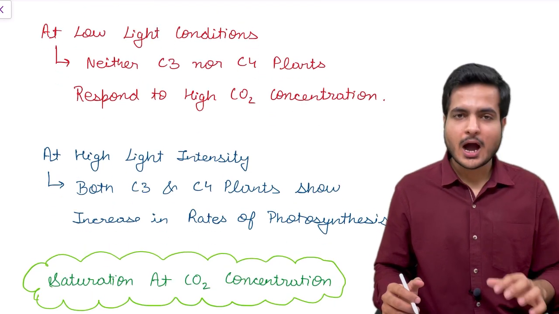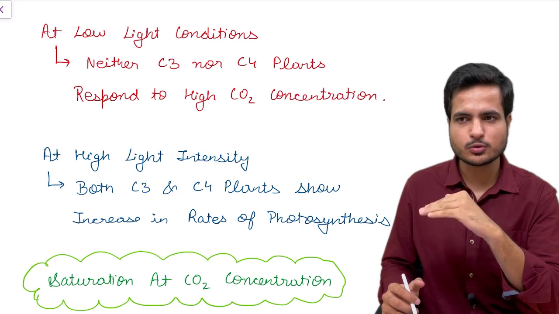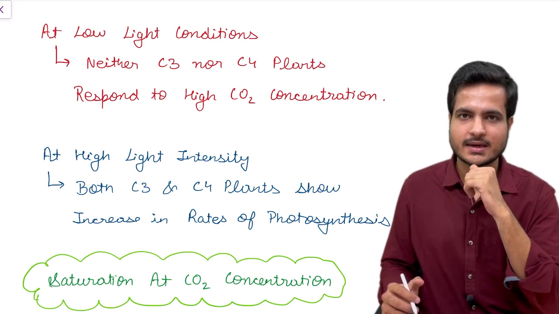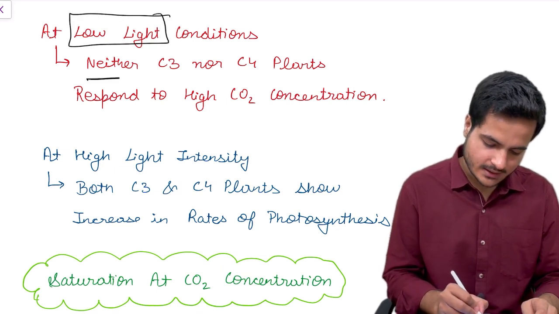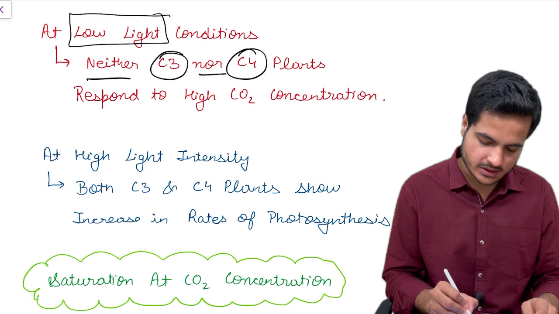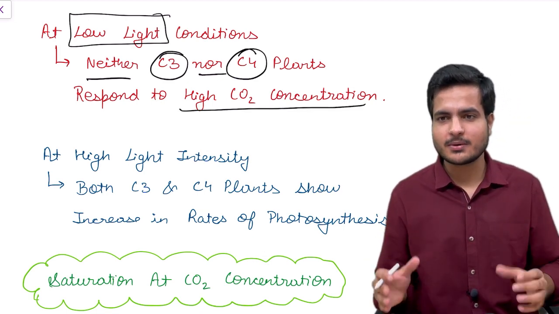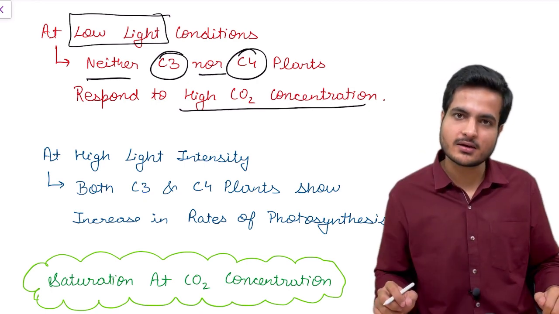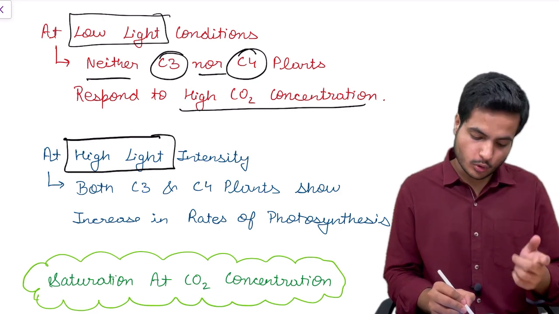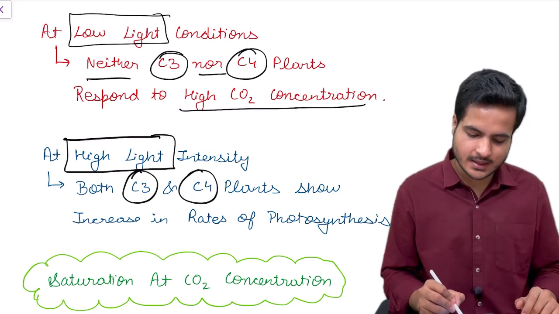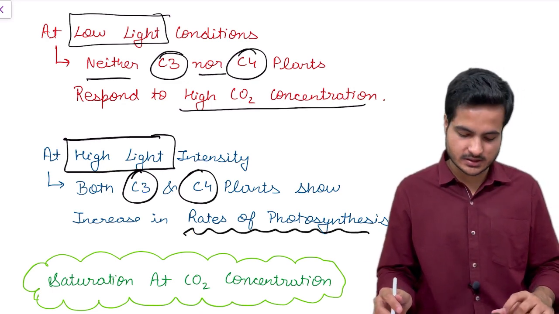Now let's talk about how the plants respond to high carbon dioxide concentration if we reduce the light intensity or if we increase the light intensity. It was seen that at low light intensities, neither C3 plants nor C4 plants respond to high carbon dioxide concentration. They are saying, what will we do with this much carbon dioxide when we do not have light to carry out the light reaction? But if we provide high light intensity to the plant, both C3 and C4 plants will say, yes, we are ready to make more glucose, and there would be higher rates of photosynthesis occurring.